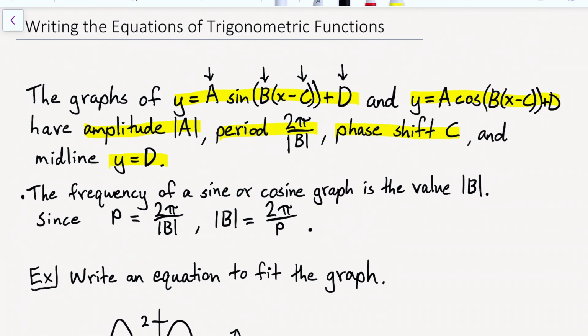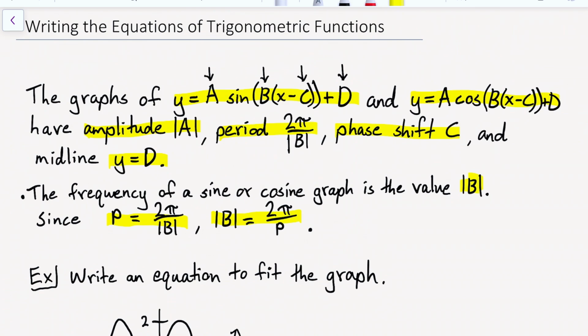That's a vertical shift up or down. I would also like to say here that you may hear conversation about the frequency of a sine or cosine graph, and that is simply this value of B, or the absolute value of B. And since the period is 2 pi over B, we can rearrange this relationship to say that B, the frequency, is 2 pi divided by the period.